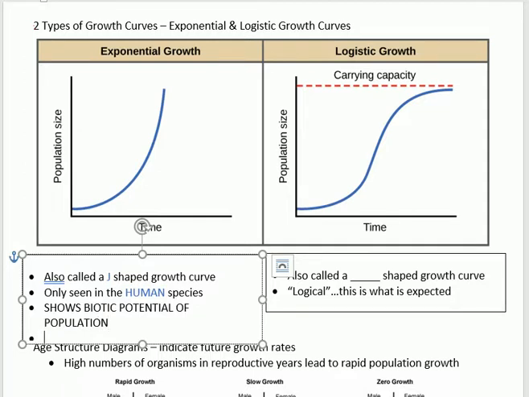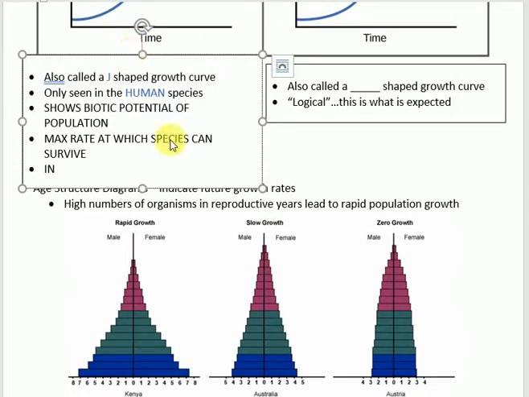This is also our max rate at which a species can survive. This is also going to increase when there are no limiting factors. And I'll give you just a second here to write those down.